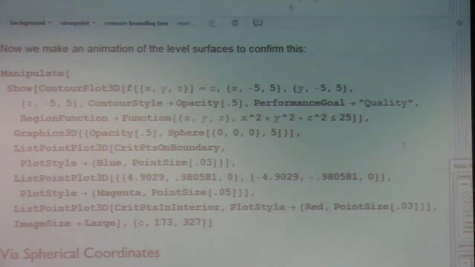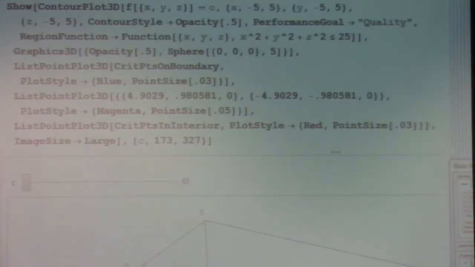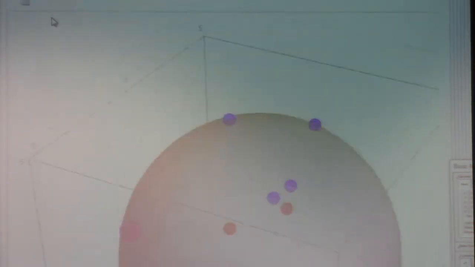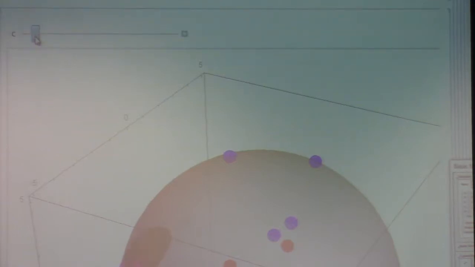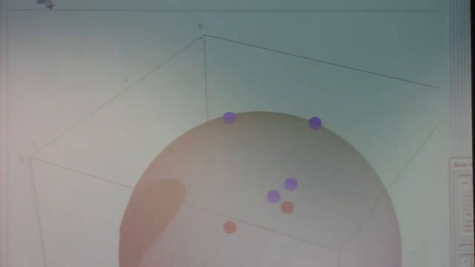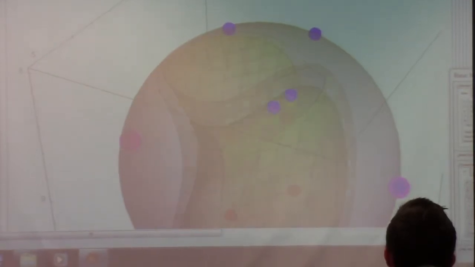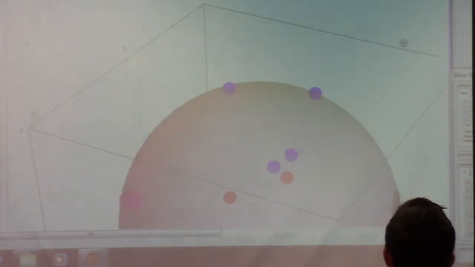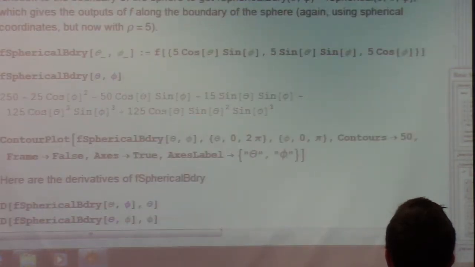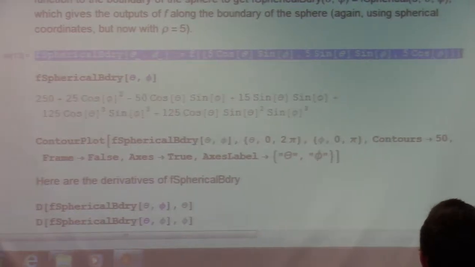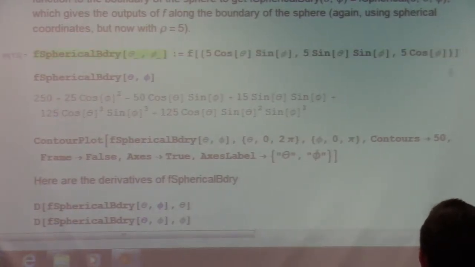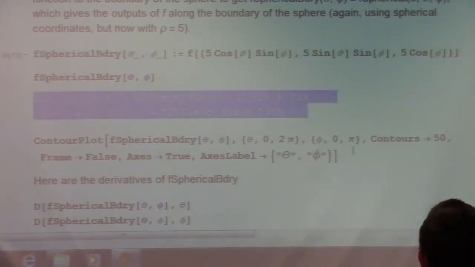You can also make an animation of the level surfaces as the output of the function increases. This was one of the extra credit type of things on the last exam. And you see those level surfaces moving through the sphere according to those different critical points and ending at the maximum there as C has its highest value. If you consider doing this in spherical coordinates, you have to define a new function using spherical coordinates theta and phi along the boundary. Here's its formula.